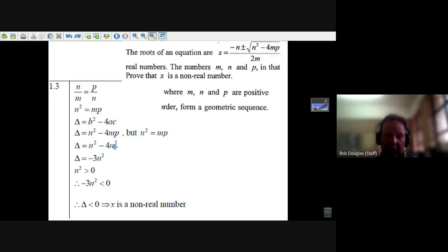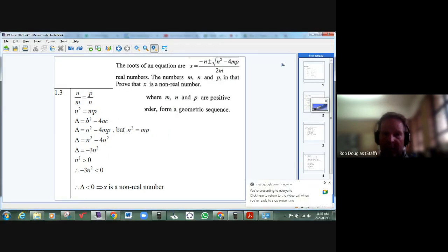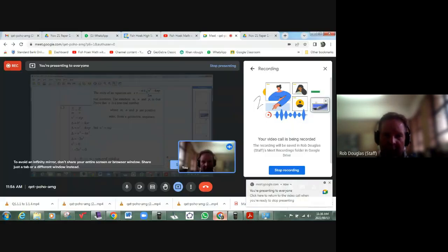So that's where the n goes, that's where the a goes, that's where the c goes. And the mp you replace with n squared. Because n is a positive number, you know that delta is negative, that makes it a non-real number. A little bit tricky, but if you break it down, it's really not so hard. Okay.